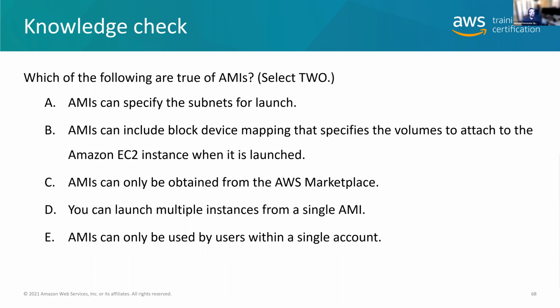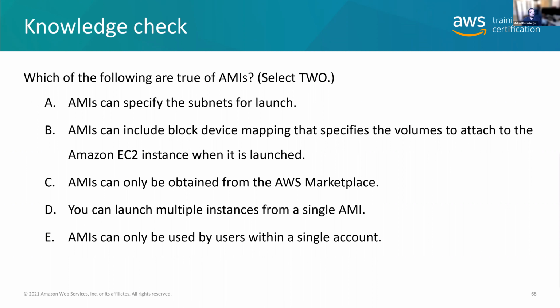Now, this is where it gets tricky. You can launch multiple instances from a single AMI. Well, that's the whole purpose of doing it. So we clarified that D is definitely on the table. And then, AMIs can specify the subnets for launch. Actually, no. A launch template can, but AMIs don't.